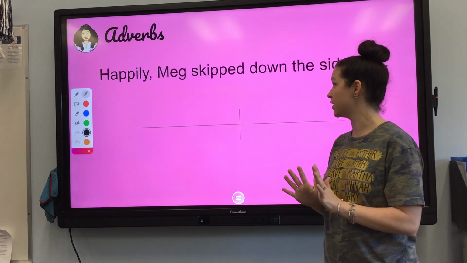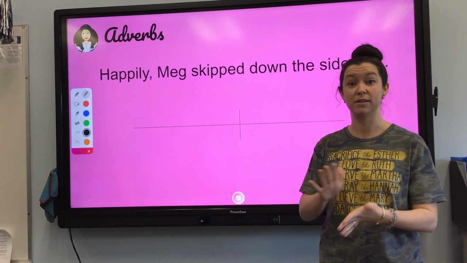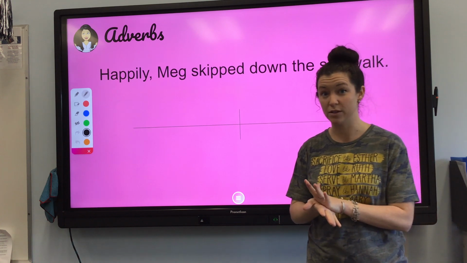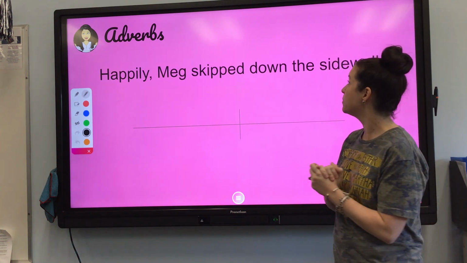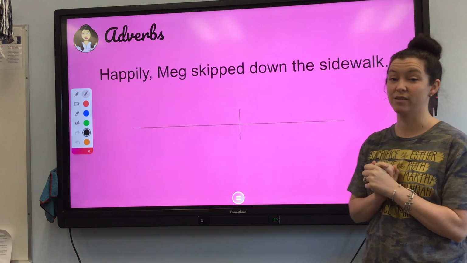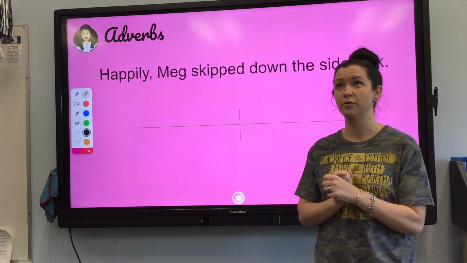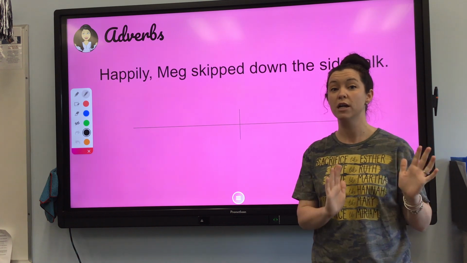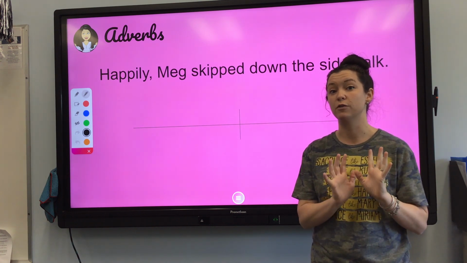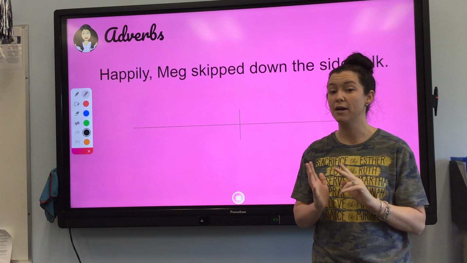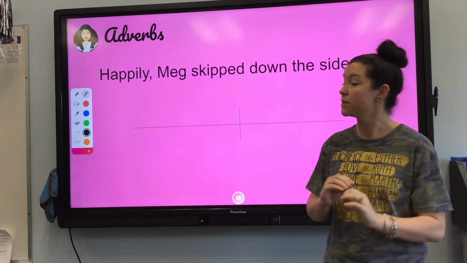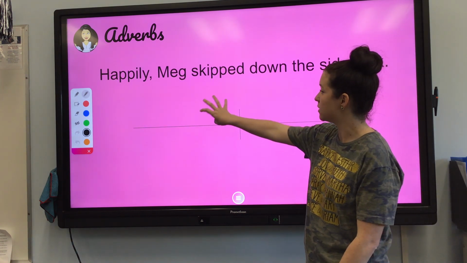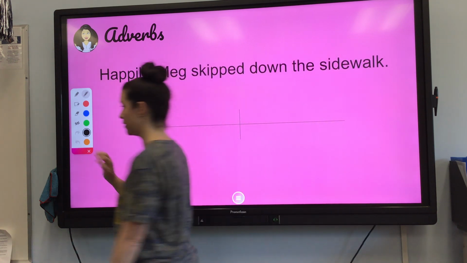So when we start diagramming today, we are going to diagram simple subject and simple predicate first. Let's read the sentence. Happily, Meg skipped down the sidewalk. So think to yourself, you can either start with your simple subject and look for your noun, or you can start with your simple predicate and look for the first verb. It doesn't really matter which way you start, but you always want to start with the basics of the sentence and do the simple subject, simple predicate first.